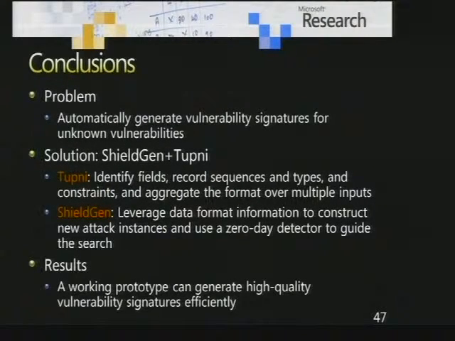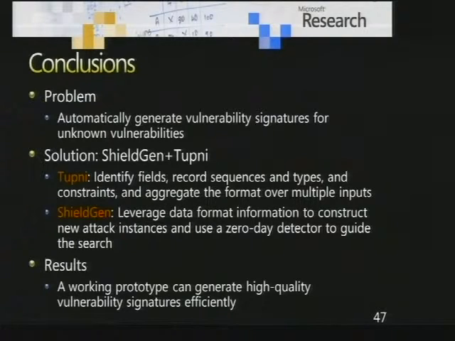Okay, so let me conclude my talk. Today I presented the problem of automatically generating vulnerability signatures for unknown vulnerabilities. And the solution is we want to combine two systems together. One is ShieldGen, the other one is Tupni.